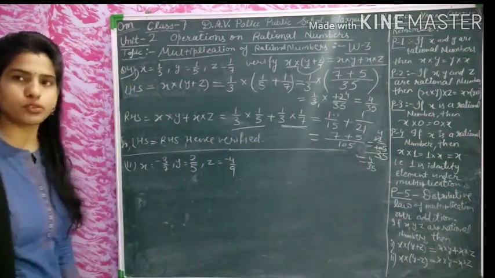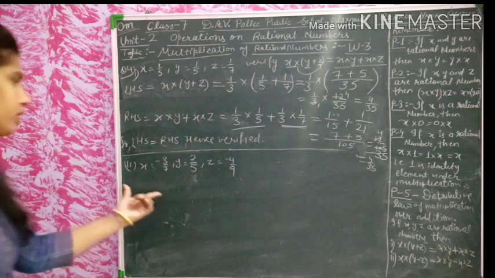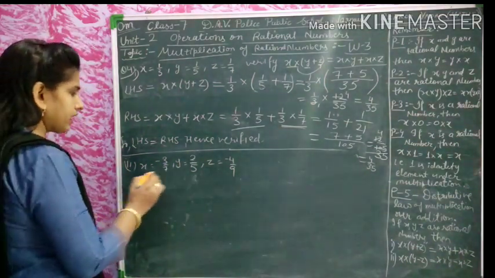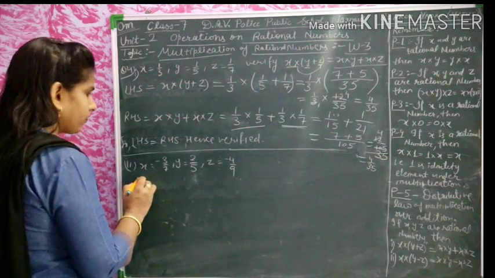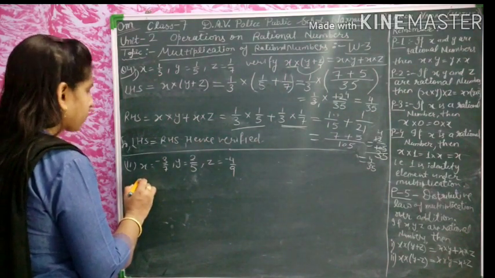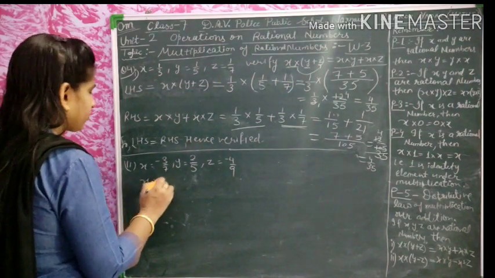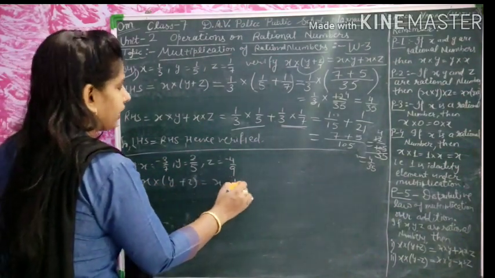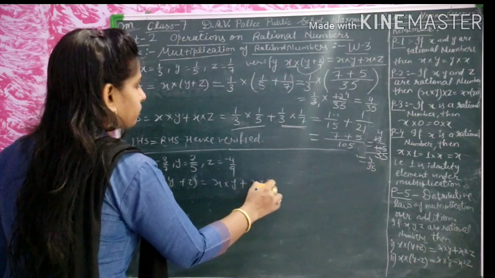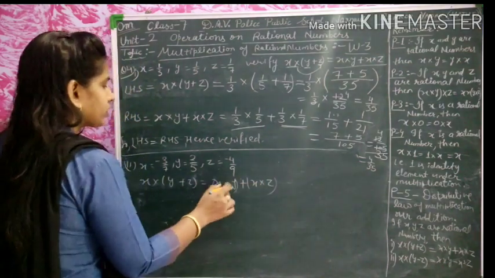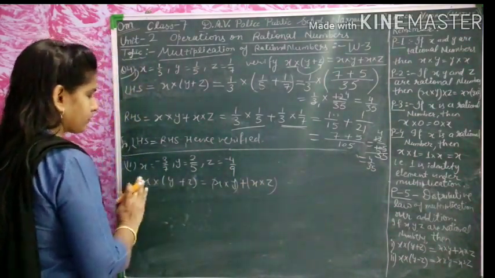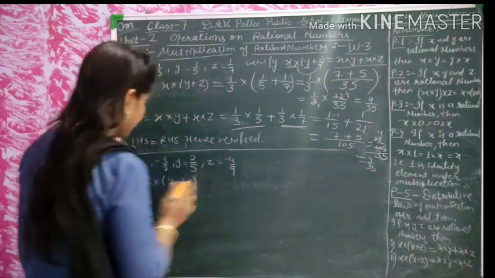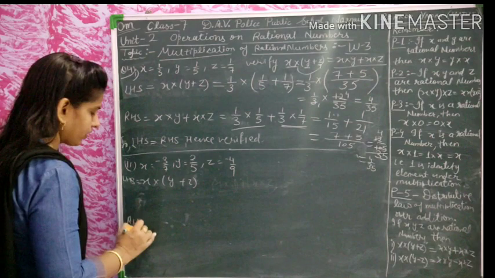Is it clear, students? Now we will go to the next question. In the next question, we are seeing x, y and z. We are solving here that x into (y plus z) is equal to x into y plus x into z. Now we are solving the LHS first. This is the LHS here, and this will get the RHS. We will solve this.